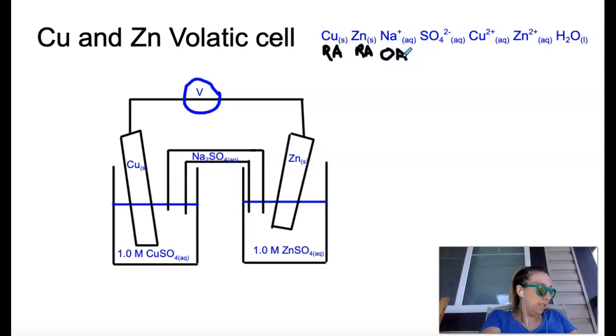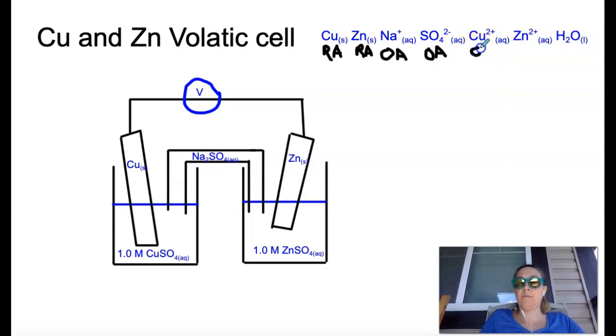Okay, sulfate, same thing. We find the sulfate a ways down the page on the bottom on the left-hand side. So it is also an OA. Okay, then we have the copper-2 ion. We find the copper-2, it's maybe a third of the way down the page on the left side, meaning it is an OA.